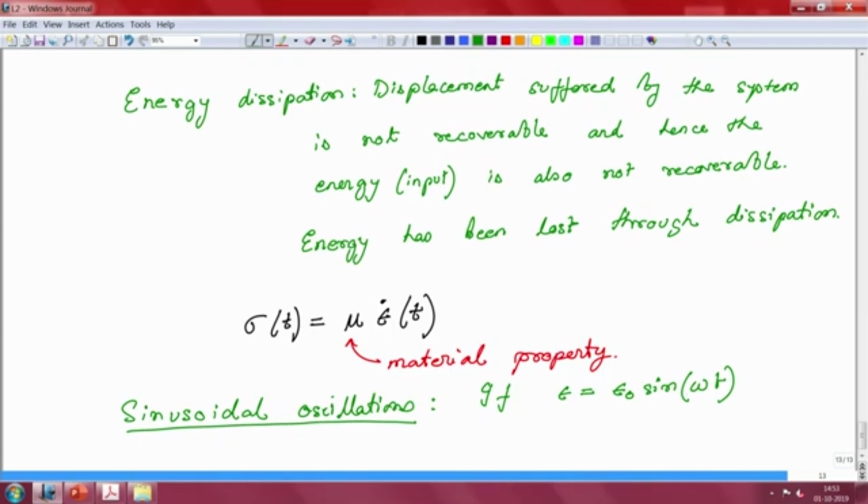Let us say, then, your sigma t is mu epsilon naught omega sine of omega t plus pi by 2. So, I have just used this relationship to get this relationship for the sinusoidal oscillations.